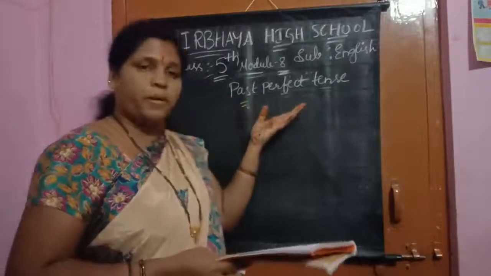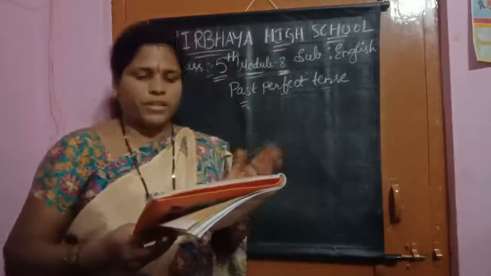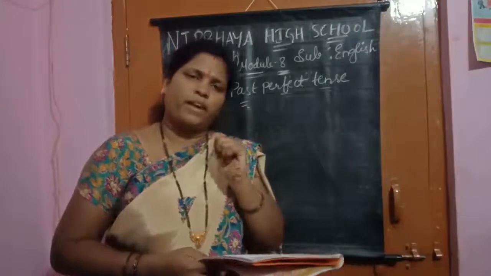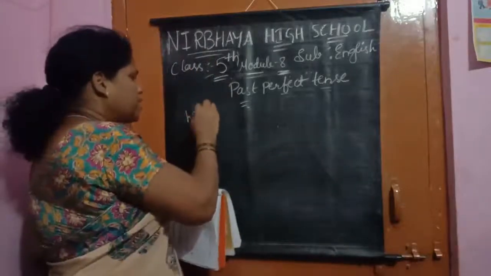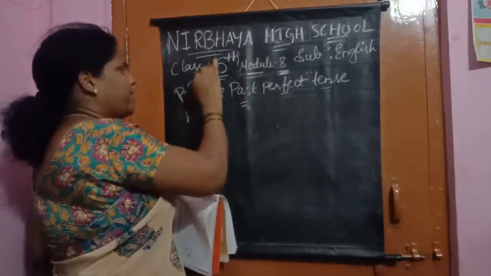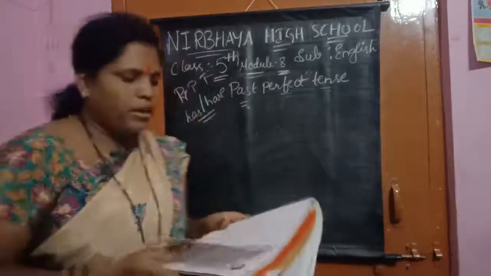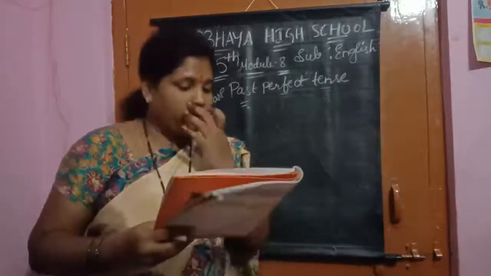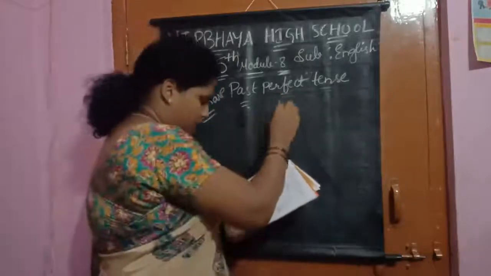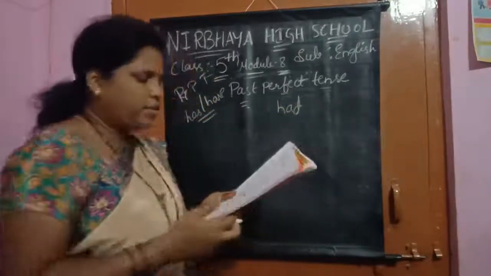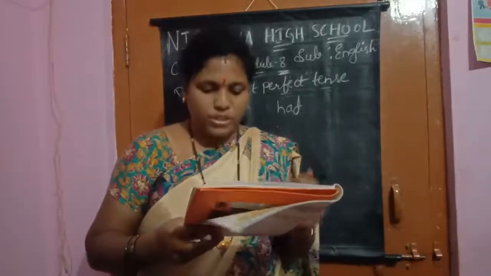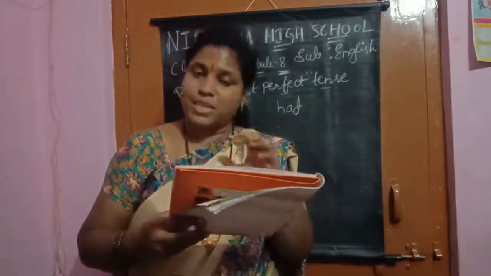Now, past perfect tense. What is a past perfect tense? First, in the present perfect tense that you have learned, we used has or have. Now, in the past perfect tense, here, they had practiced. We are using had. So, children, first listen carefully. We use the past perfect tense to show which of the two past actions happened first.